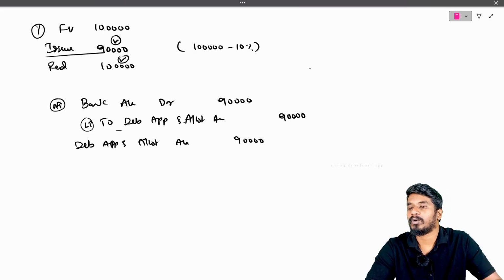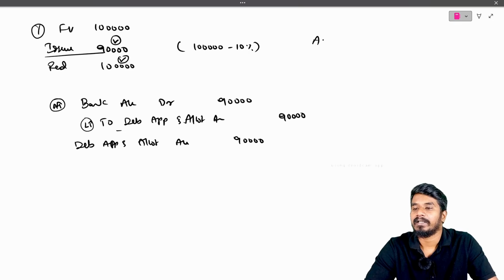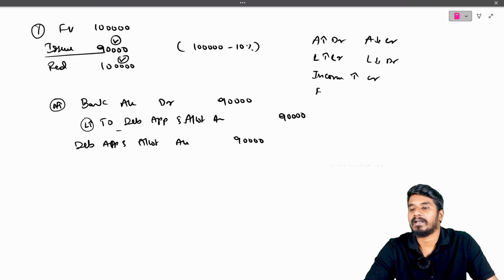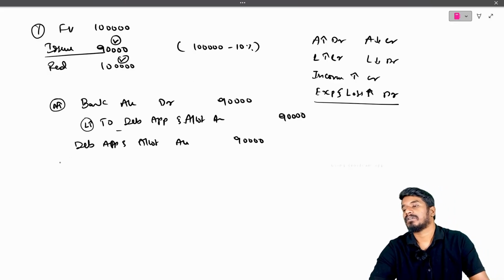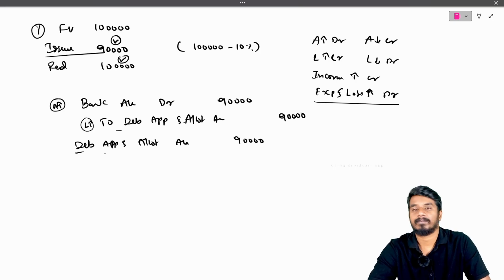If you know the modern rules, that will be much better. Let me write it. If an asset increases, we will debit. If an asset decreases, we will credit. If a liability increases, we will credit, and if a liability decreases, we will debit. If income increases, we will credit, and if expenses and losses increase, we will debit. So this is the modern rule for journal entries. If you know this, you can do this easily. So we are reversing this, because we need to transfer it to the debenture account.